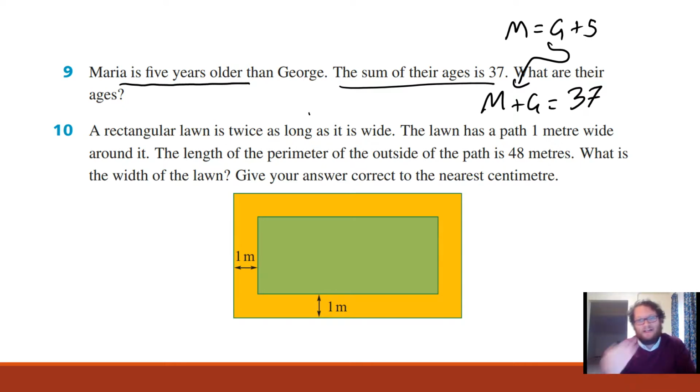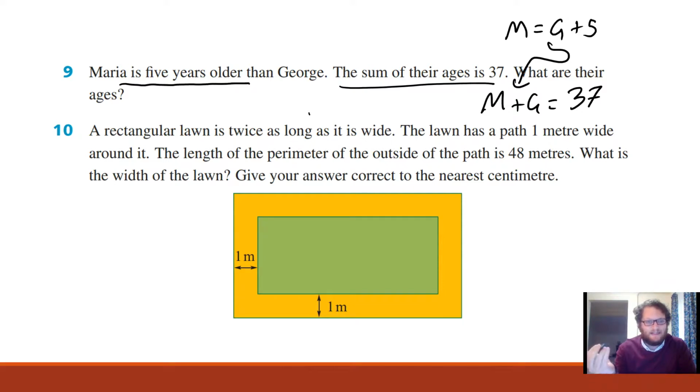Again, this is why I like it. Instead of trying to make one big confusing formula, we break it down into two simpler formulas. M plus G is 37. M, well, what is M? Maria's age is George's plus a little bit.